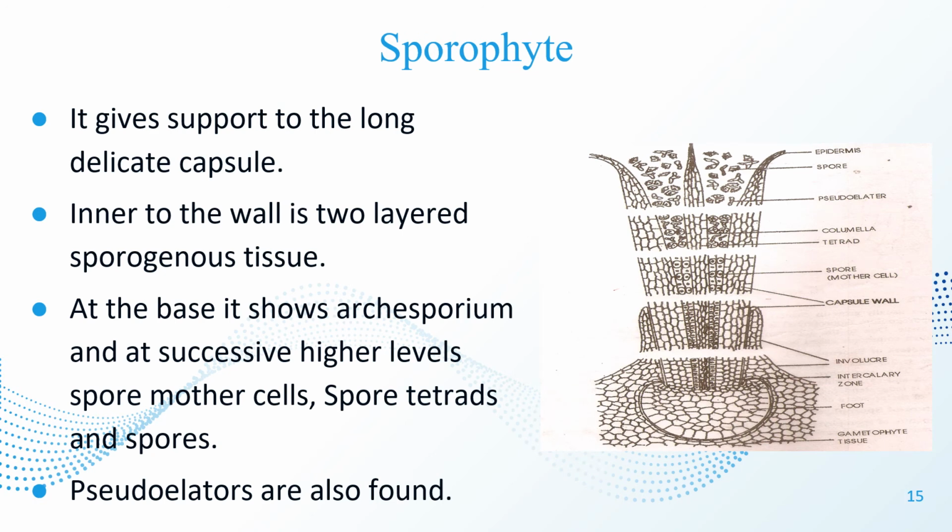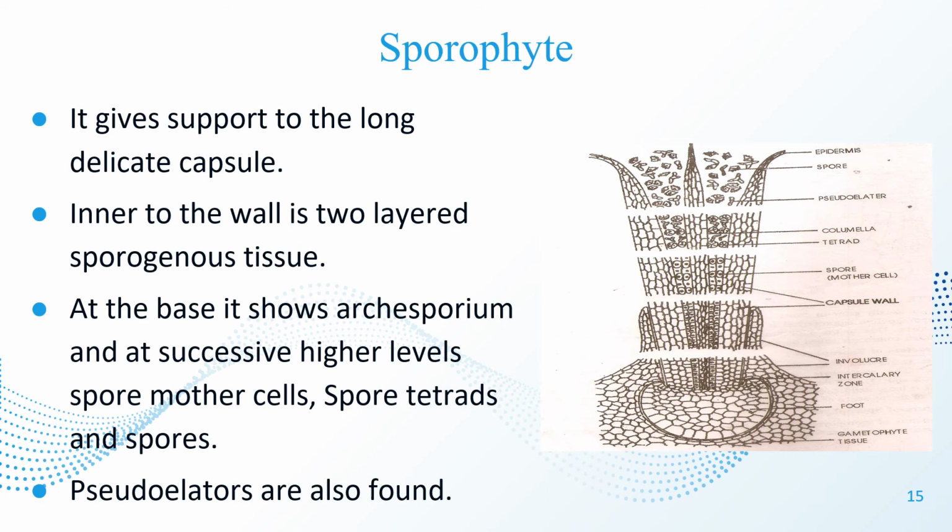So this is a section through the sporophyte. You can see here the different parts of the sporophyte at different levels of maturity. The columella, made up of sterile cells, gives support to the long, delicate capsule. Right in the center, you can see it in the picture. Inner to the wall is a two-layered sporogenous tissue. You can see it here, inner to the wall.